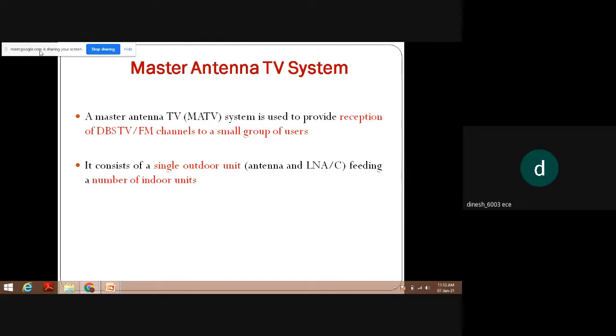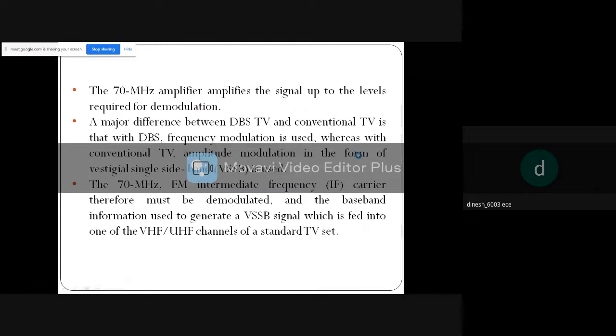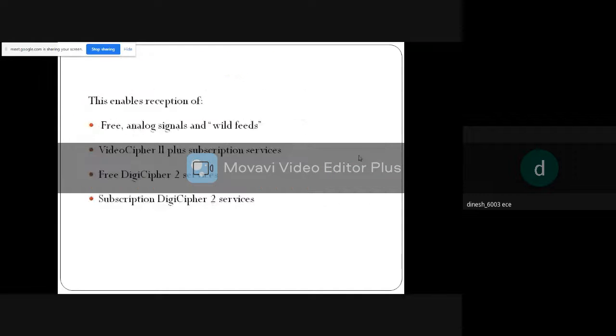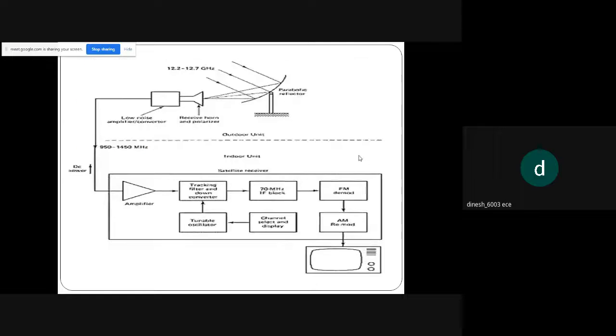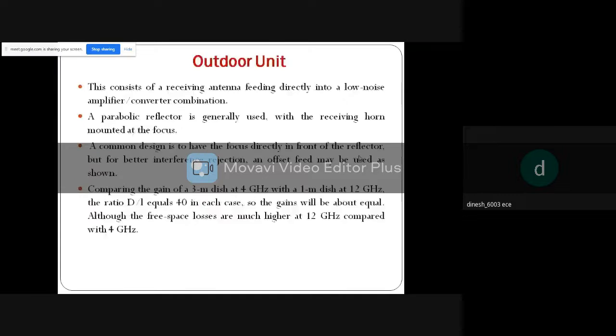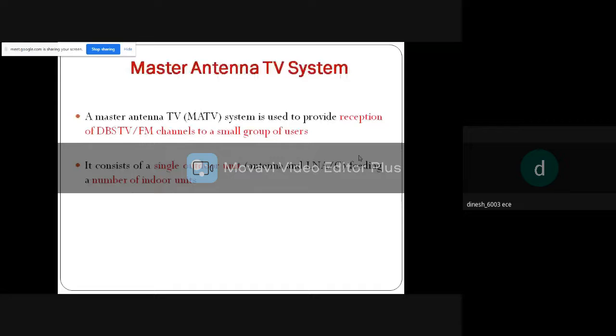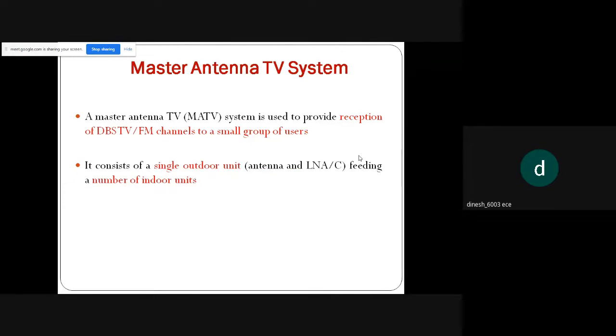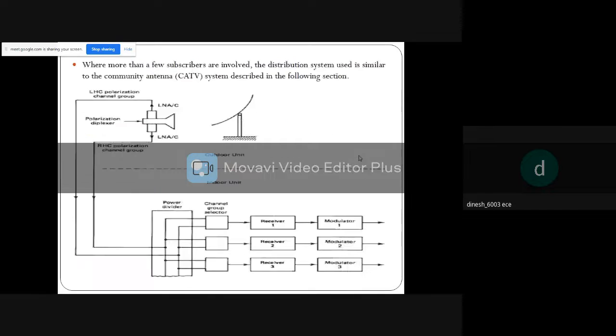Whereas in the previous case, we had seen only a single outdoor unit and a single indoor unit in TVRO systems. I'll show you the block diagram again. In the TVRO system, we had two parts, outdoor unit and indoor unit, and we had only one outdoor unit and one indoor unit. Whereas when we see the master TV, we have only one single outdoor unit antenna or an LNB block, low noise amplifier and converter, which is fed to a number of indoor units, probably a small group of users.